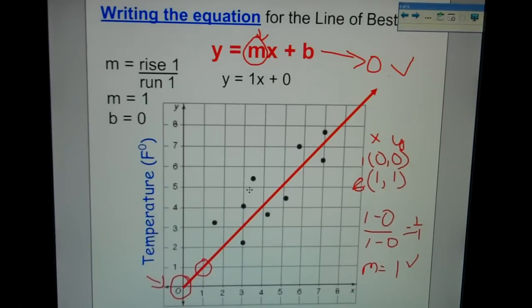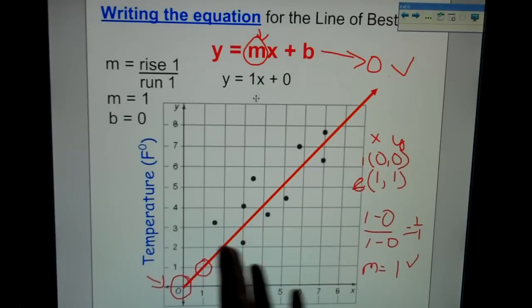Okay? Now, if I use this equation, am I going to get all of these little points? No, I'm going to get the points on this line. But that's why it's a line of best fit. Okay, because it best fits this data. If I plug in a value, I'm going to get somewhere close to here.